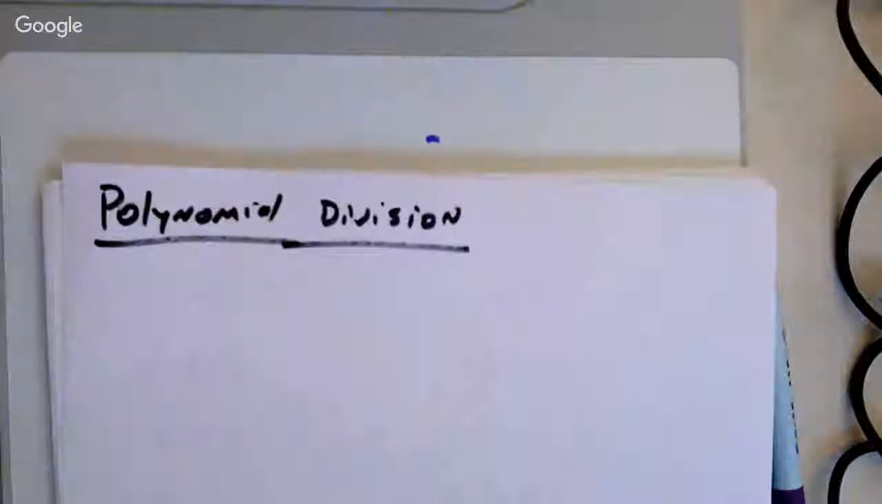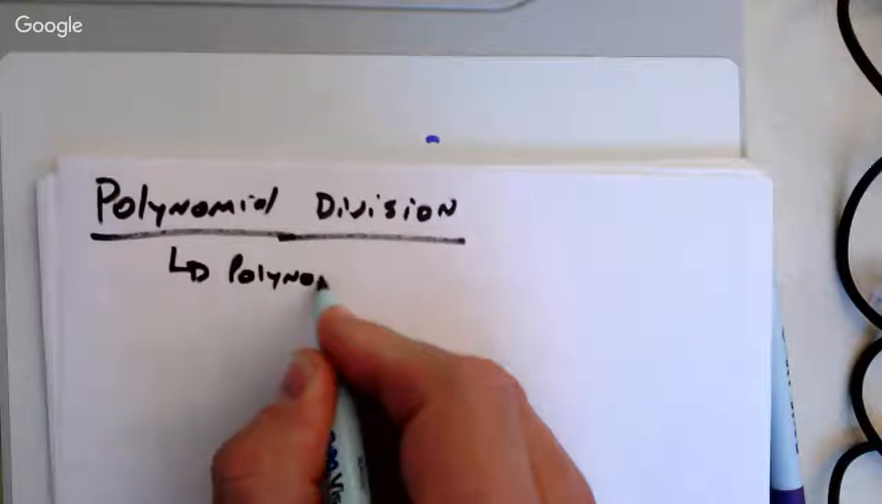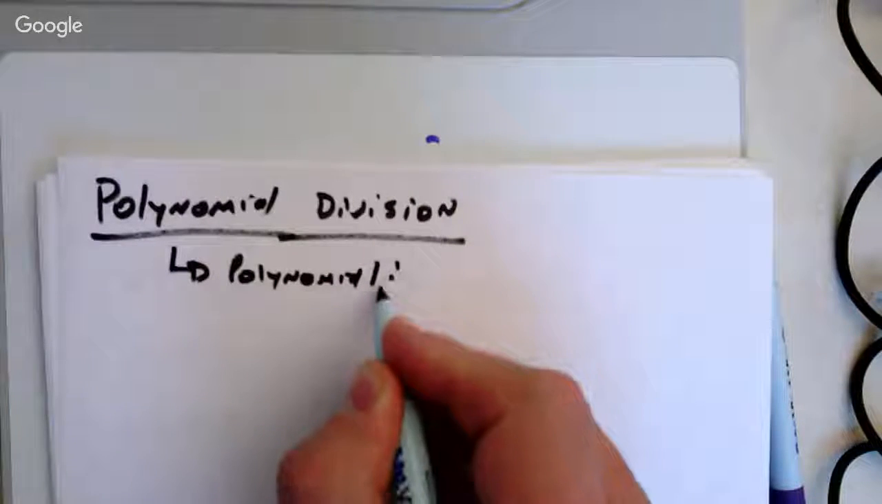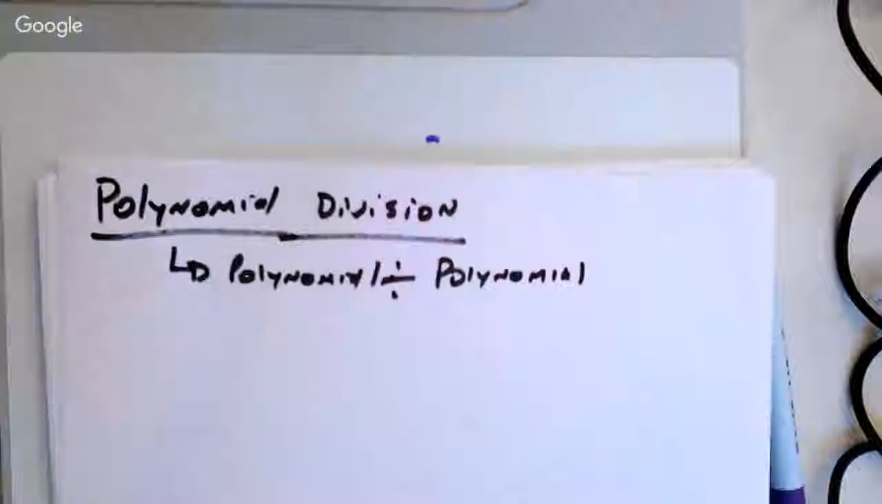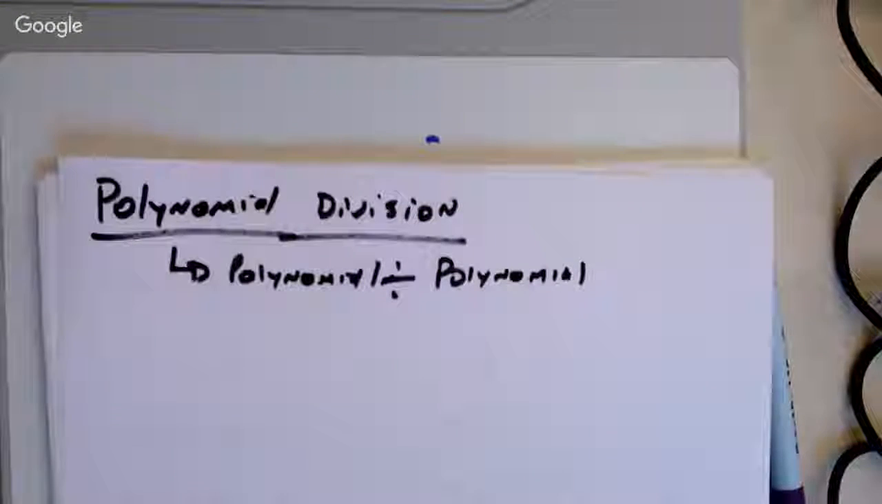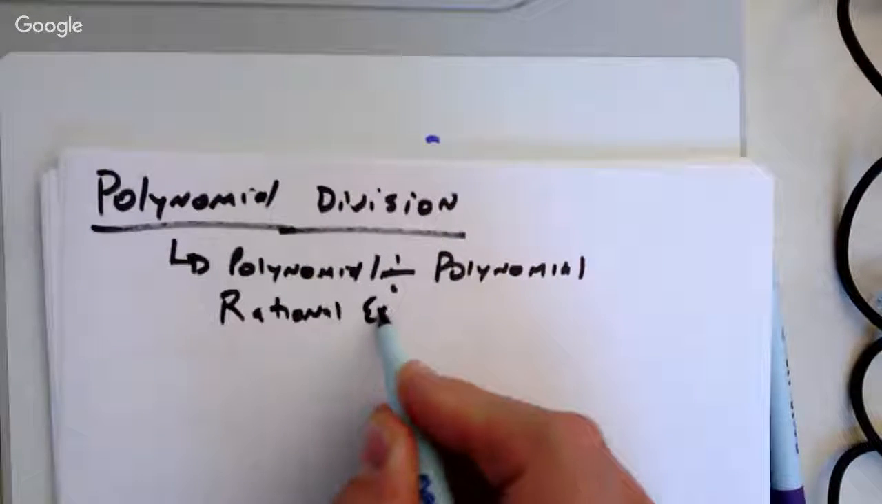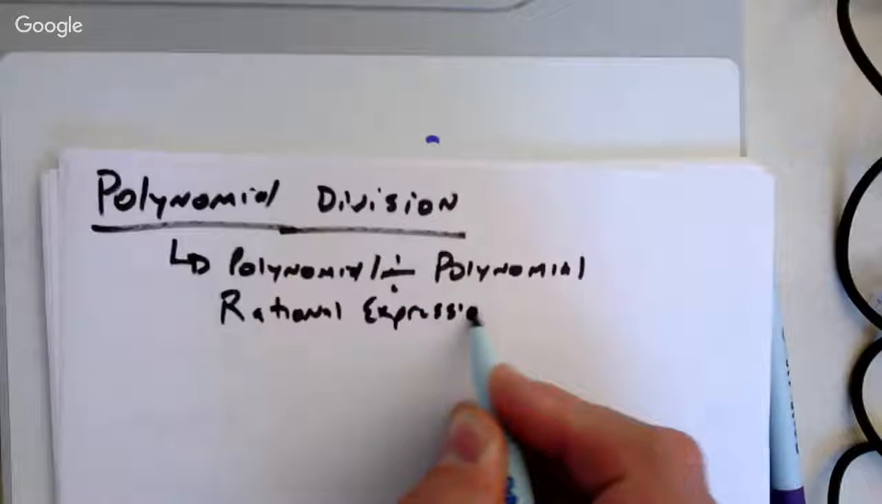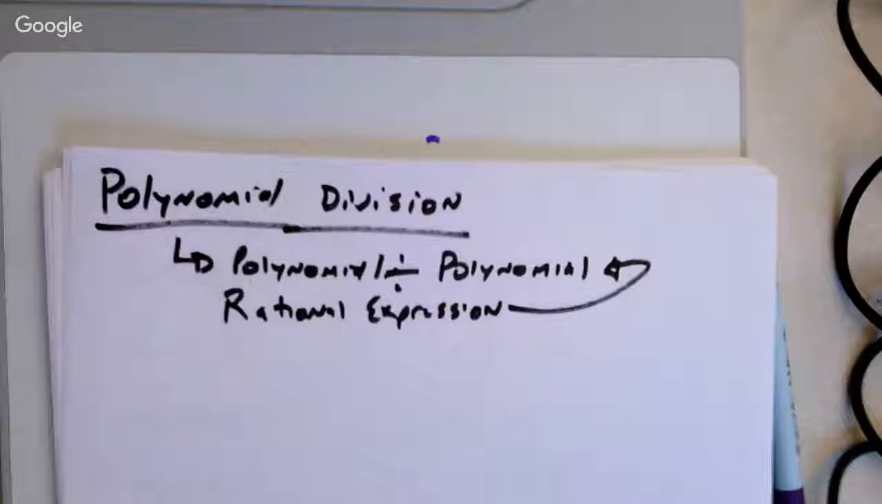All right, ladies and gentlemen, today we're going to do polynomial division, which is where we have a polynomial divided by a polynomial. I didn't emphasize this as much in the first period as I should have, but the top itself will be a polynomial, and the bottom itself will be a polynomial. No, a polynomial divided by a polynomial isn't a polynomial. It's called a rational expression. A rational expression is a polynomial divided by a polynomial.